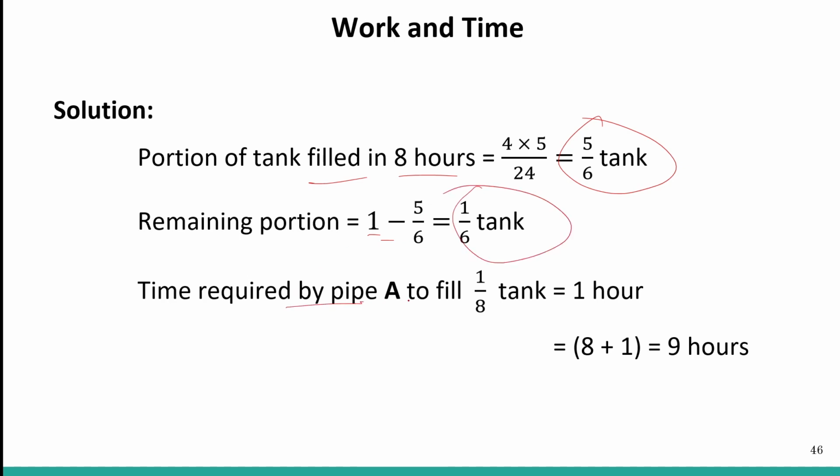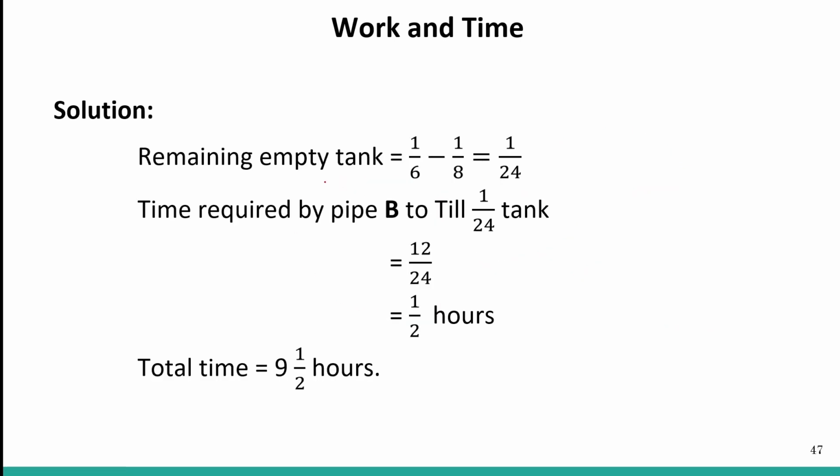So the time required by pipe A to fill 1/8 of the tank is 1 hour, so 8 + 1 = 9 hours in total. The remaining empty tank is 1/6 - 1/8 = 1/24. So the time required for pipe B to fill 1/24 of the tank is 12/24 = 1/2 hour, that is half an hour. So the total time before that was 9 hours and now it is half an hour, so in total it will be 9.5 hours.